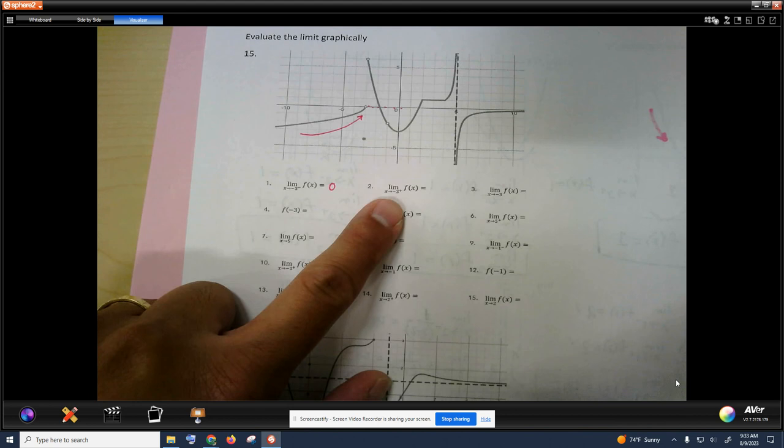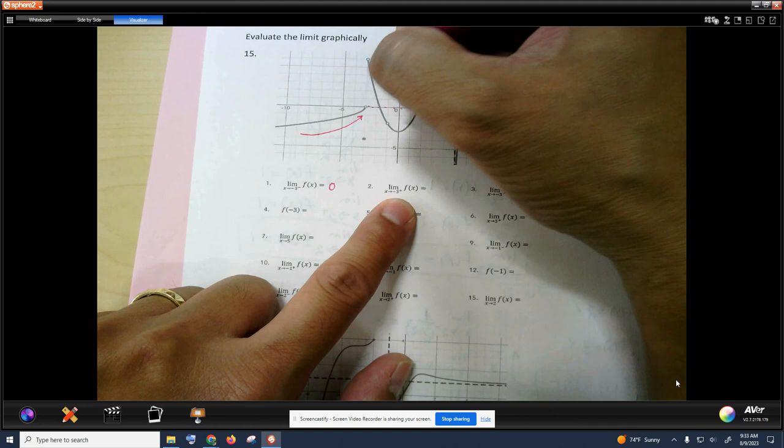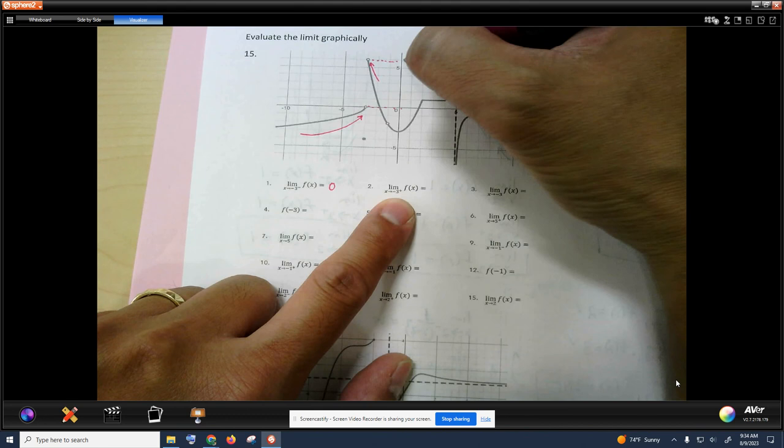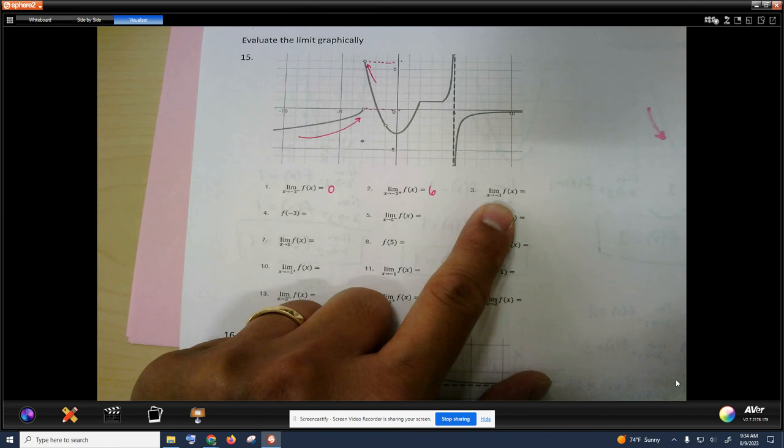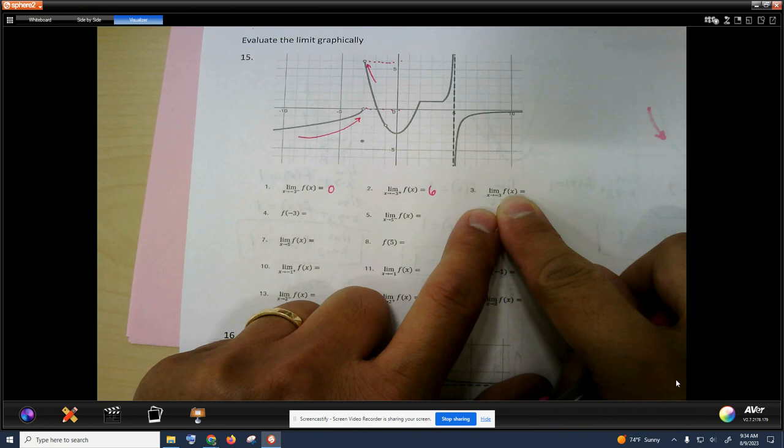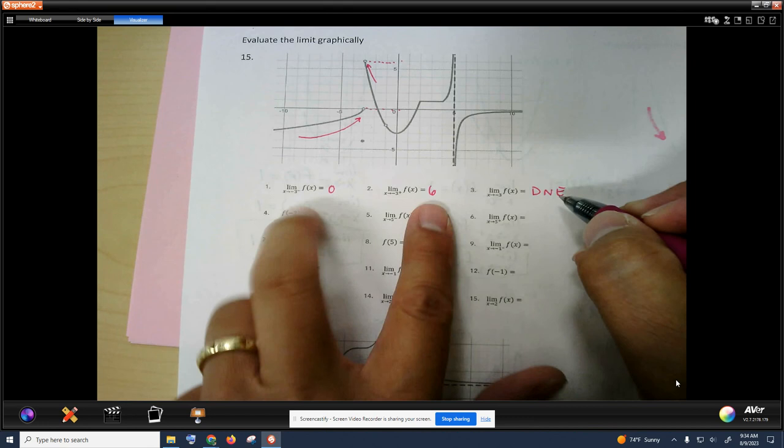Okay, this one asks about approaching 1, but from the right, because there's a little plus sign there. So you're going to come to negative 3 from the right. The y value looks like it's approaching 6. And then 3, we're approaching that, but there's no little plus or minus up there. So that means, coming from the right or left, do they equal? When they don't, like this, you'll say the limit does not exist.